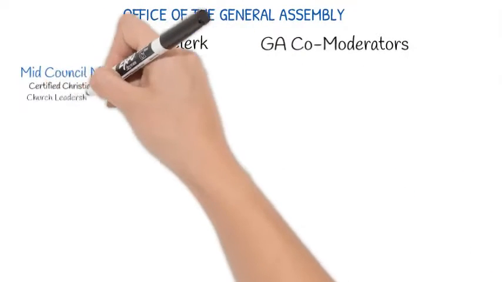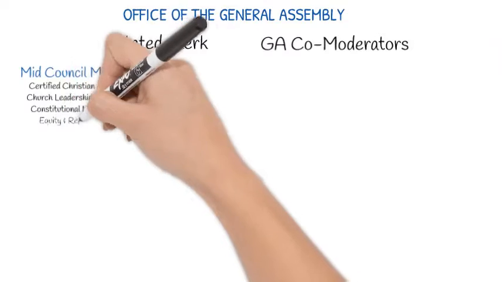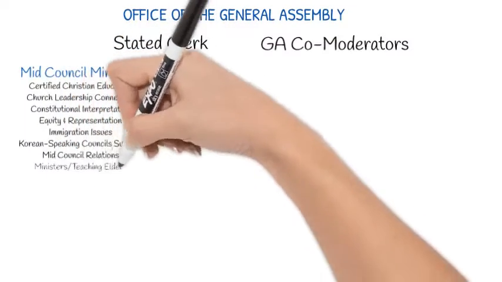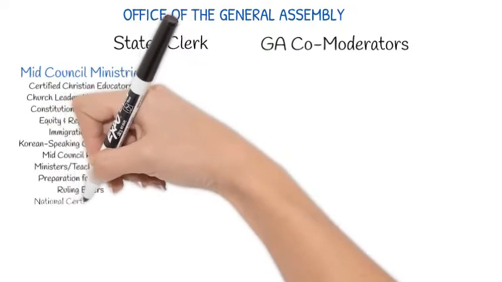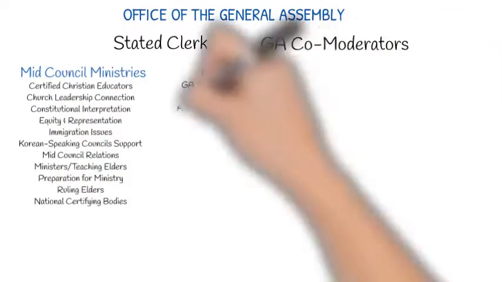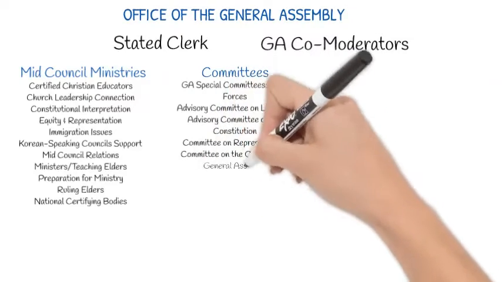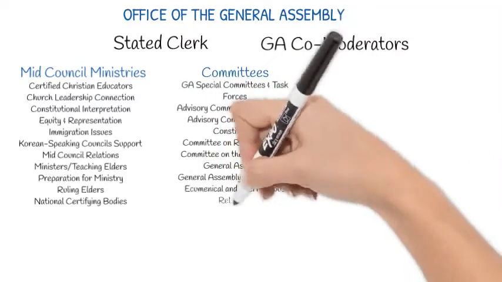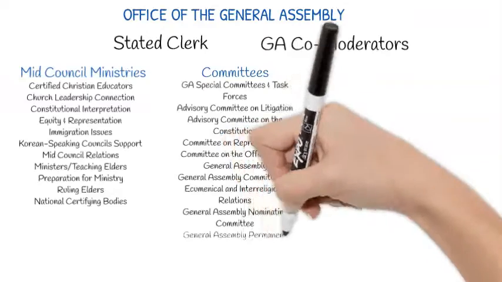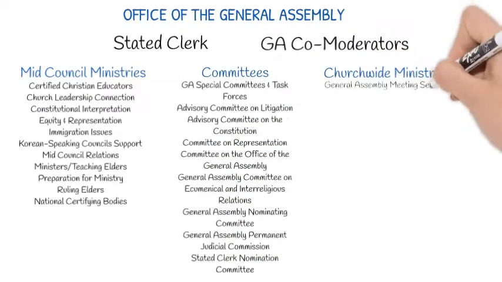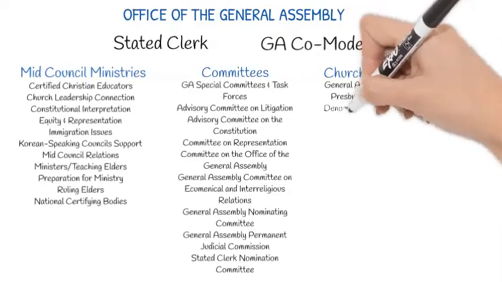OGA is where offices like Preparation for Ministry, Church Leadership Connection, Immigration Services, and Mid-Council Ministries are housed. All committees and commissions formed by the General Assembly are resourced and paid for through OGA. And all arrangements are made for each General Assembly meeting by the people in General Assembly Meeting Services. We literally couldn't do this without the staff of the OGA.